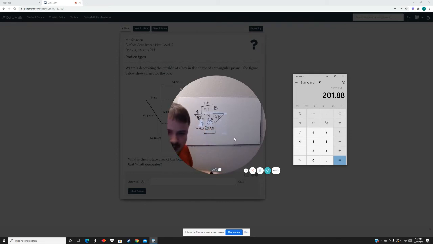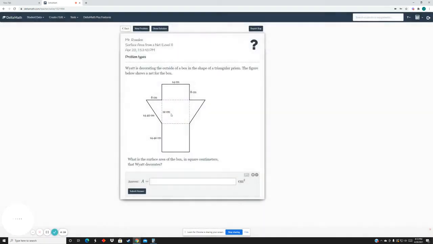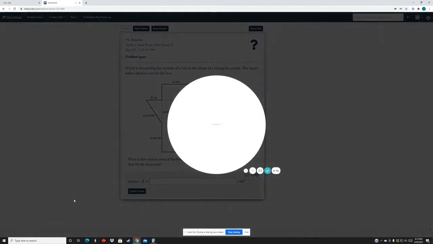So you see, if I go back and get rid of this so you can see it, they only give you a couple sides here, but you can project what the other sides will be, and you can find the area of 1, 2, 3, 4, 5 different shapes. And then to find the surface area of the whole thing, you just add all those together.